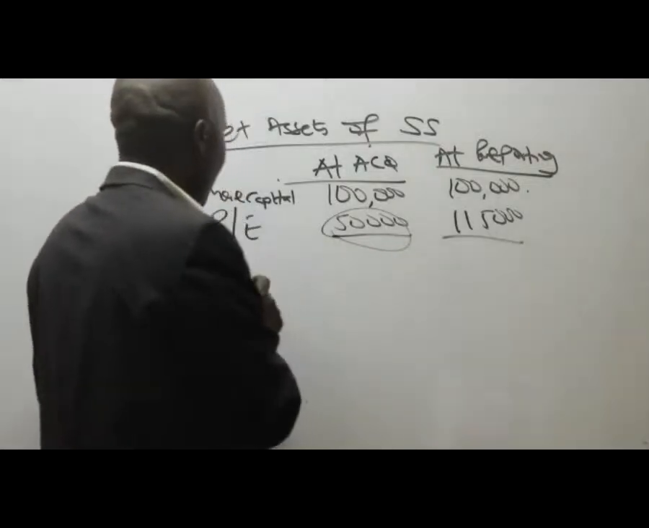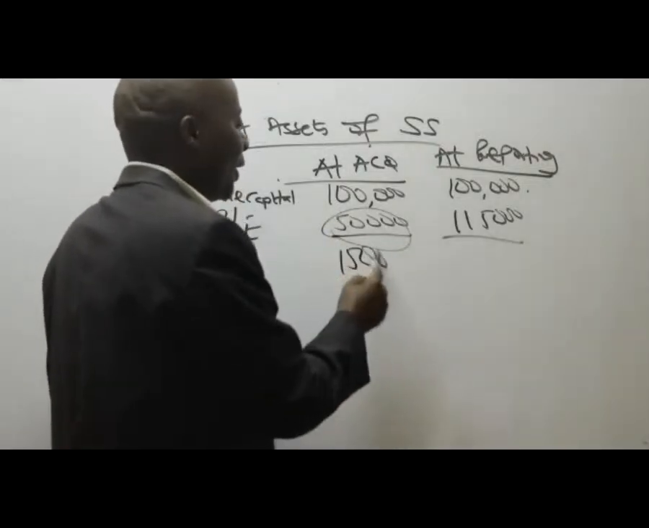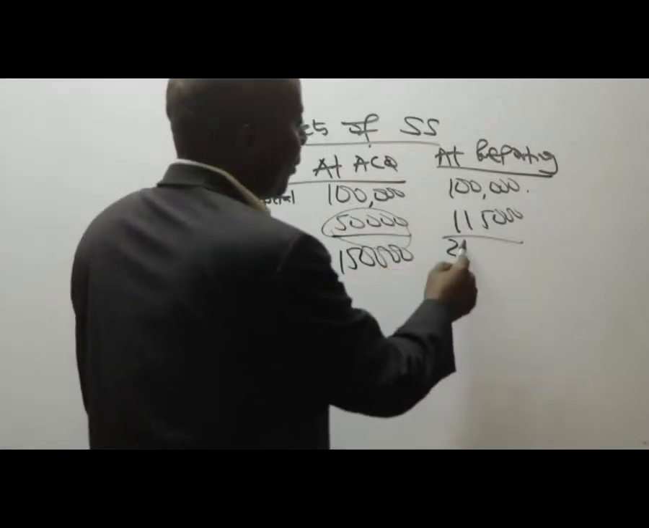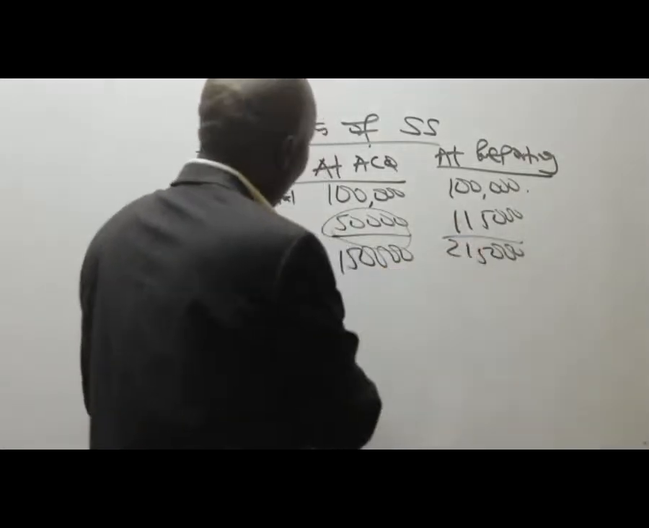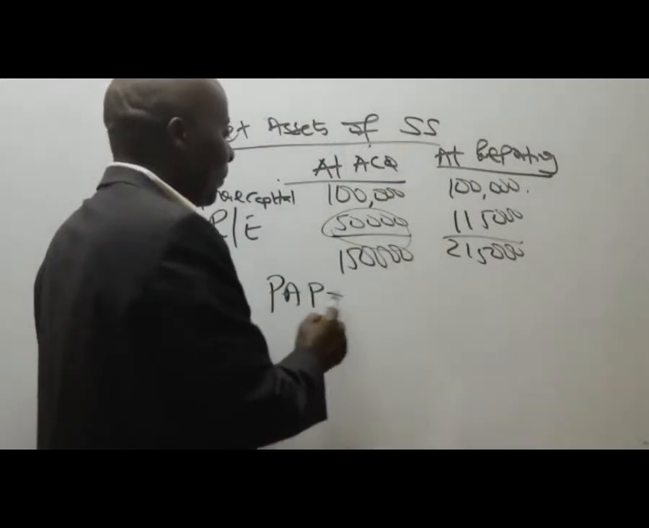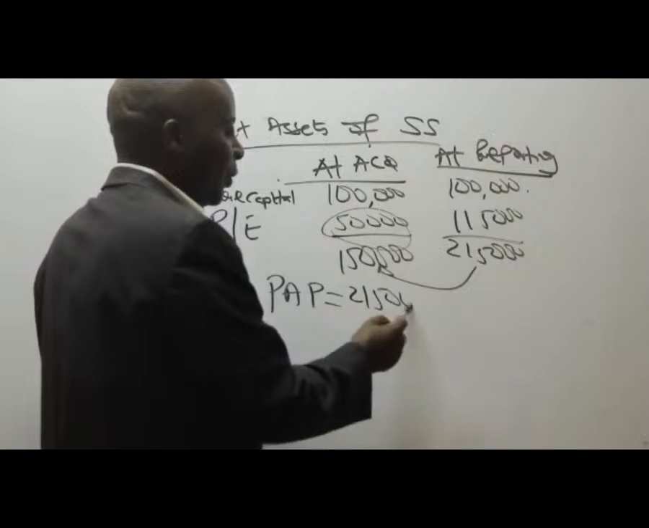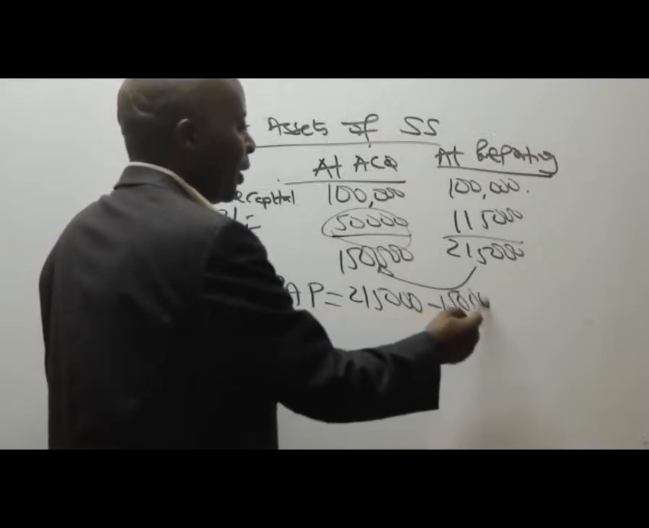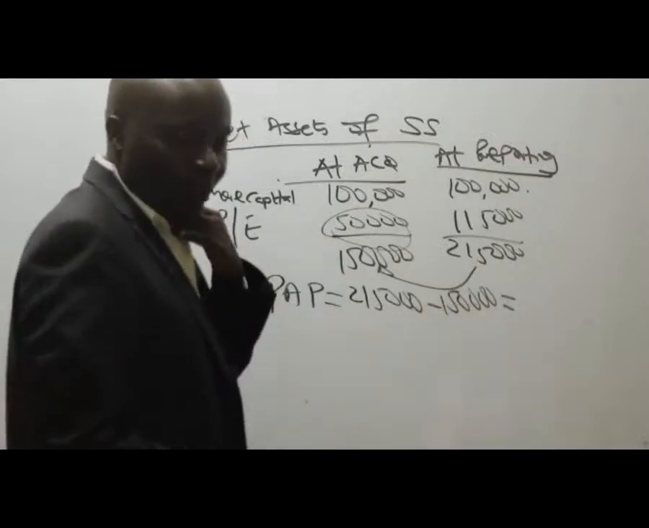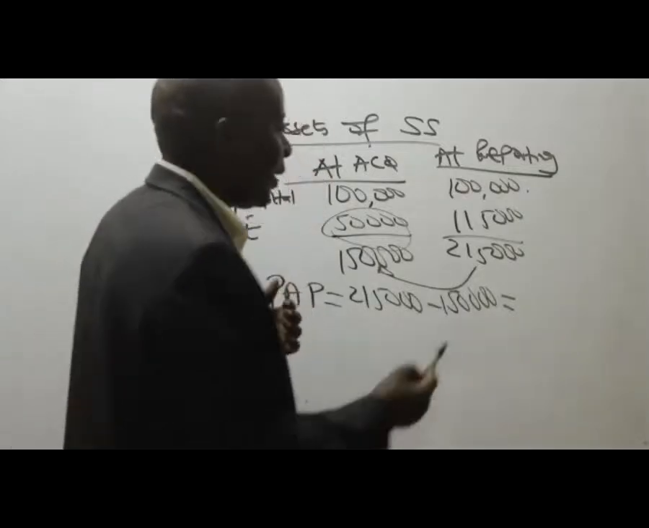Come and add here. This is 150,000. And then somebody has given me 215,000. So then I'll be able to get the PAP immediately. The PAP, you subtract the two, right? So it will be 215,000 minus 150,000. Could you kindly give me a figure? 65,000. Thank you very much.